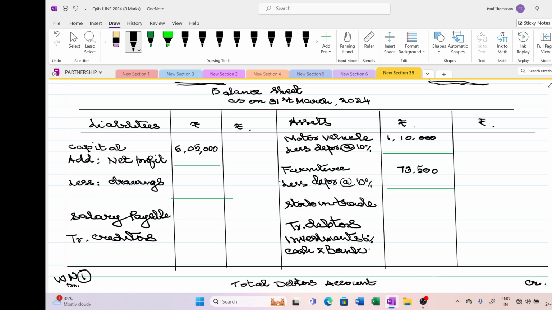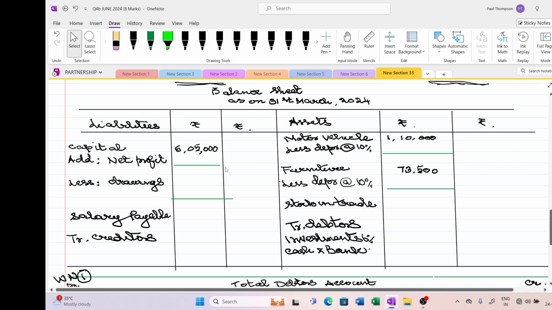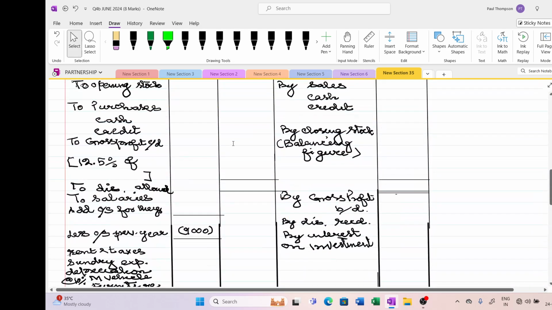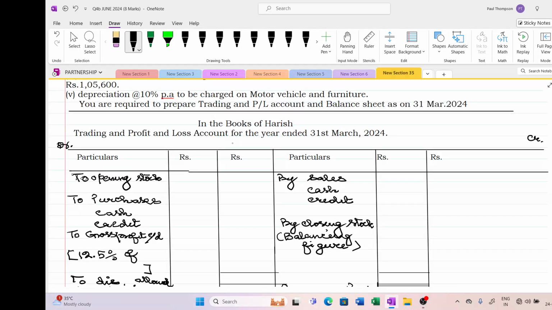Next they have given stock in trade. That is opening stock. You cannot write here. So I am going to the trading account. Opening stock, because that was the opening balance of 31st March 23. So you have to be careful about that. 1,70,800. This is the opening stock in trade.